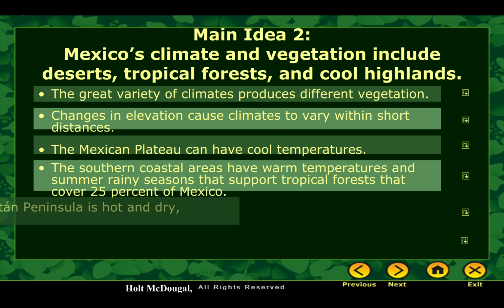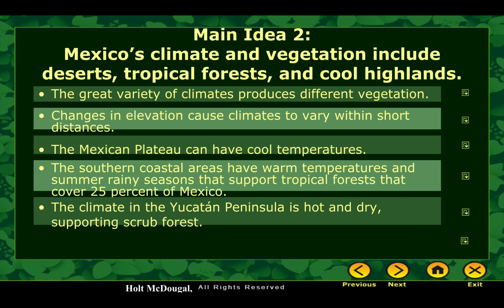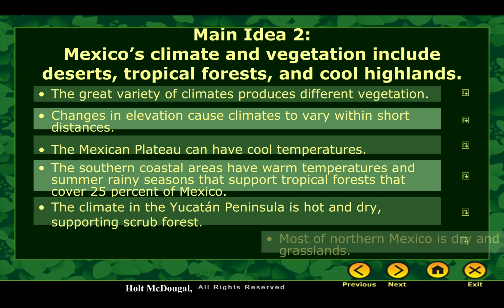about 25% of Mexico. And then you have the climate in the Yucatan Peninsula, which is hot and dry, and that supports what we call scrub forest. So that's going to be more of that image in your head of tumbleweeds and things, drier plants that are going to be located there.